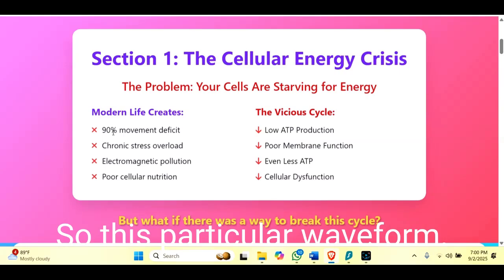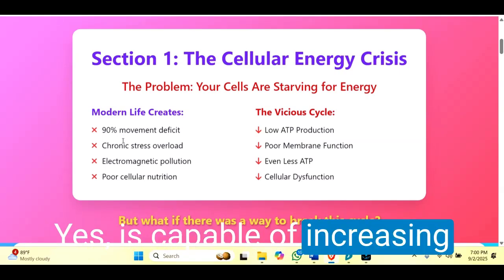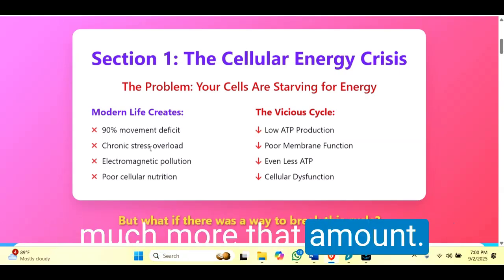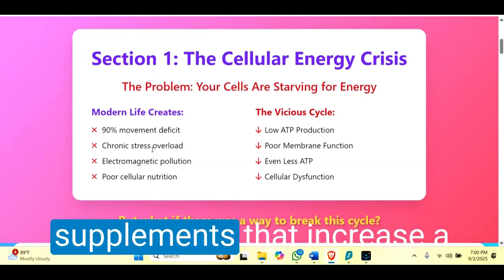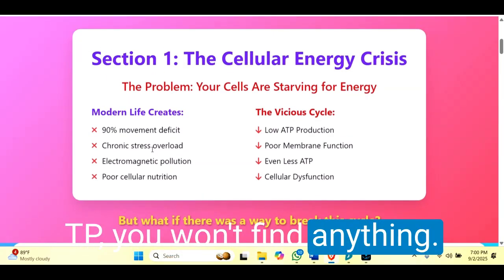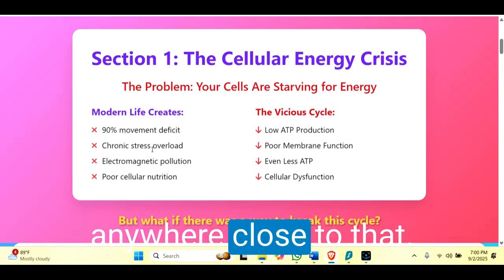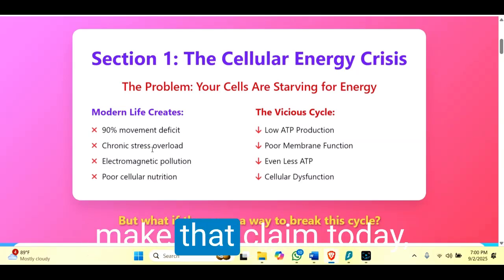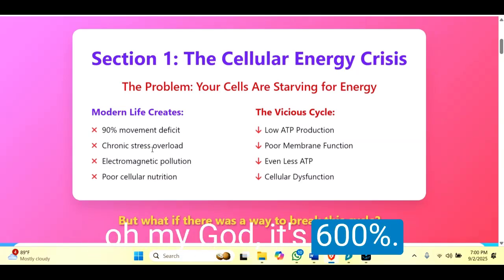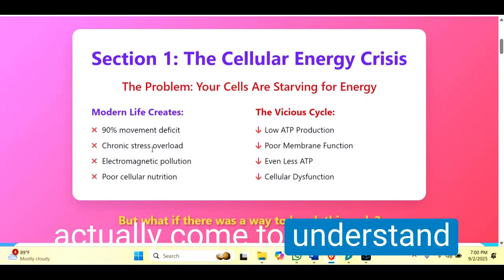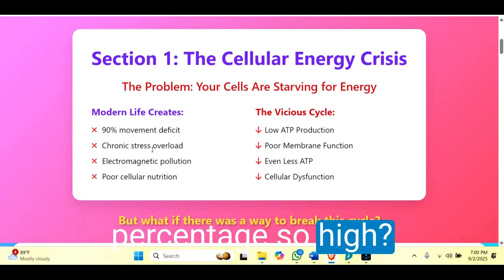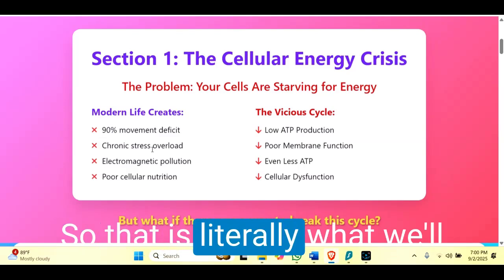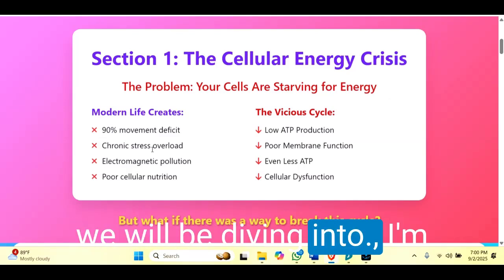This particular waveform is capable of increasing ATP production by that much and more. Normally, when you look at different modalities, products, and supplements that increase ATP, you won't find anything close to that. So we're not just going to make that claim today. Oh my God, 600%. You'll come to understand how that is possible, how that percentage is so high. That is literally what we will be diving into.